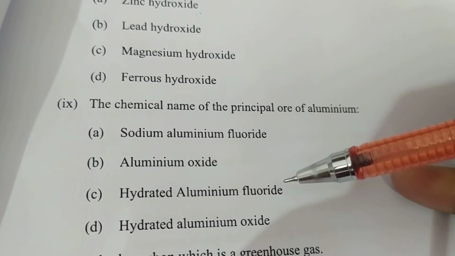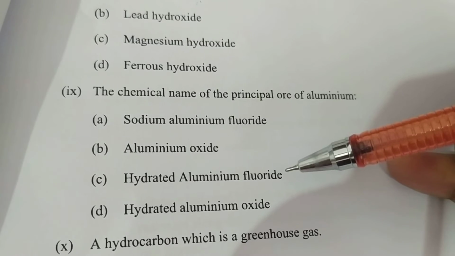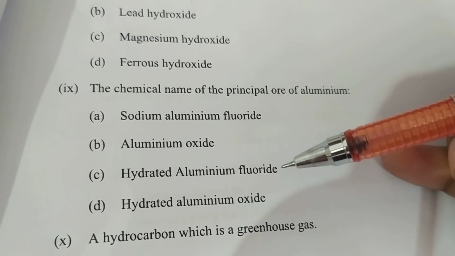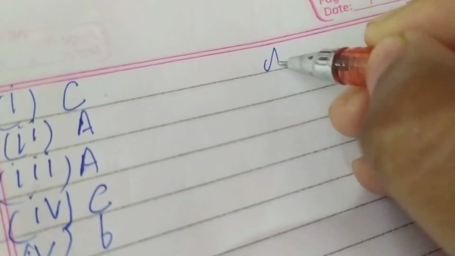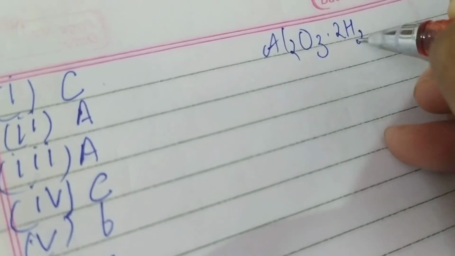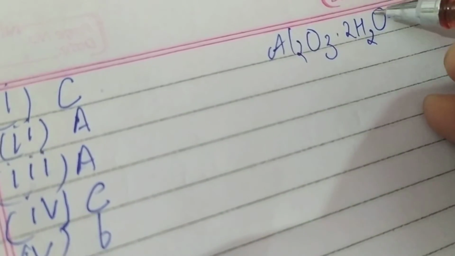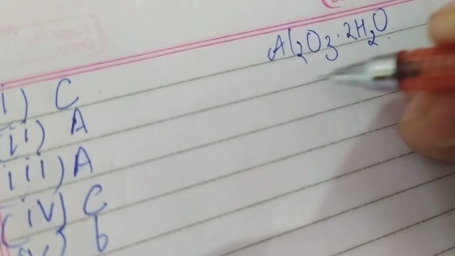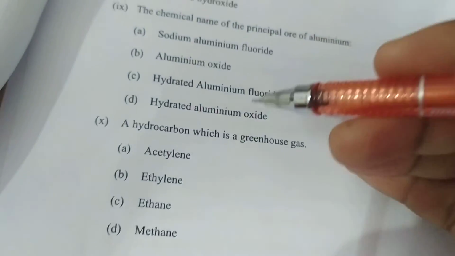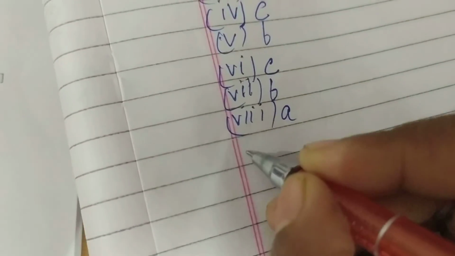The chemical name of the principal ore of aluminium, the principal ore from which the extraction of aluminium is carried out, you have read, is bauxite, and bauxite is written as Al2O3.2H2O. So this we will read as hydrated aluminium oxide, hydrated because of the presence of water of crystallization. So here the answer is hydrated aluminium oxide, that is, the 9th answer is D.